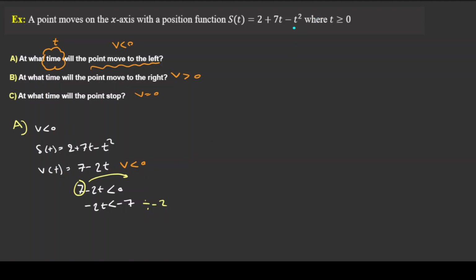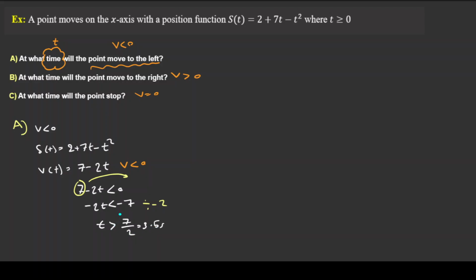When you divide or multiply an inequality by a negative number, the inequality sign will flip. If it is greater, it's going to be less, and less than is going to be greater than. Now negative 2t divided by negative 2 is t, and this sign will switch. Negative 7 divided by negative 2, negative cancels with negative, so it's 7 over 2. So the velocity is negative when t is greater than 7 over 2, or we can say 3.5 seconds.